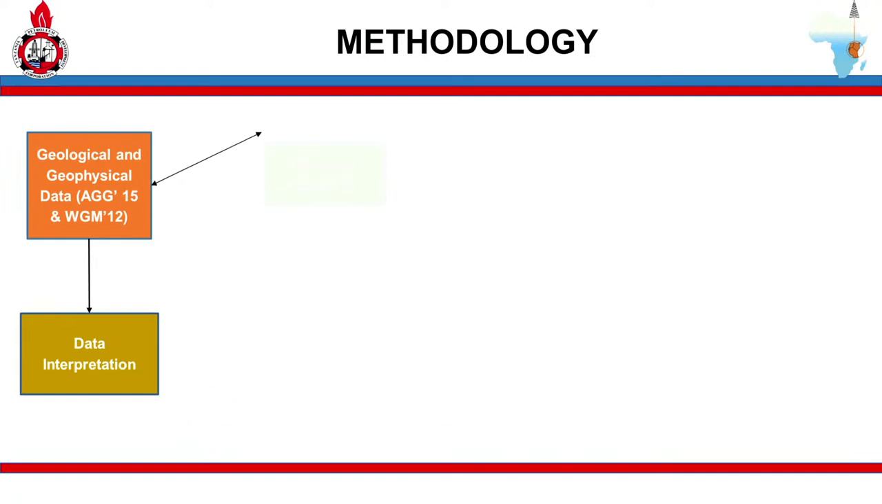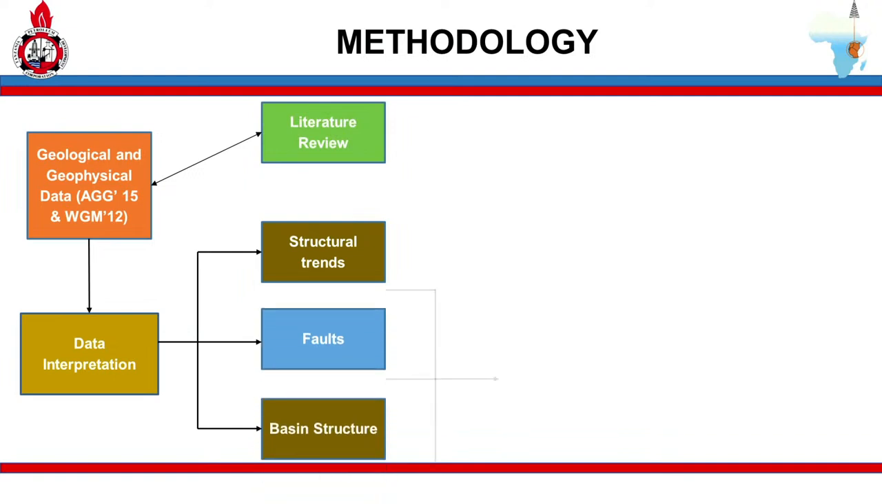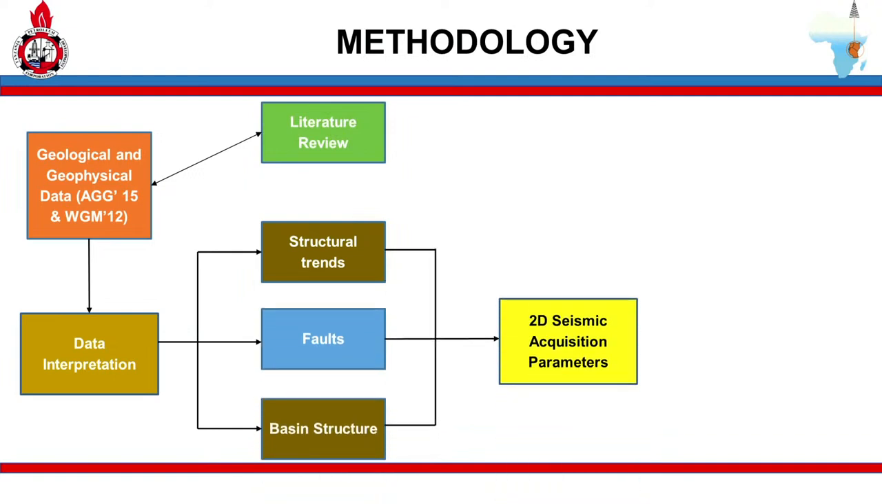Then there was interpretation of the structures from this data. We went through the literature review. We mapped the structures, the faults, the basin structures, and then we started the initial 2D seismic acquisition parameters. On top of that, we conducted the 3D modeling: initially the inverse modeling, then the forward modeling, then the misfit analysis. And then at the end, we refined our parameters for the 2D seismic.